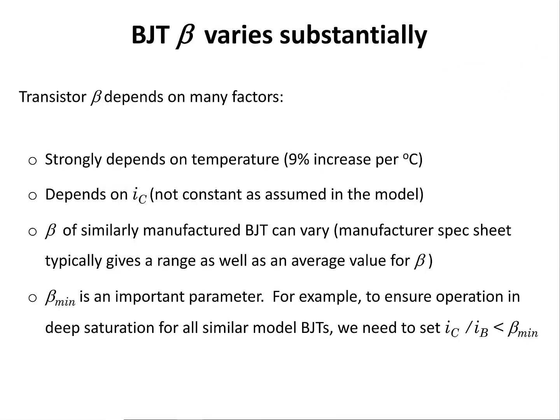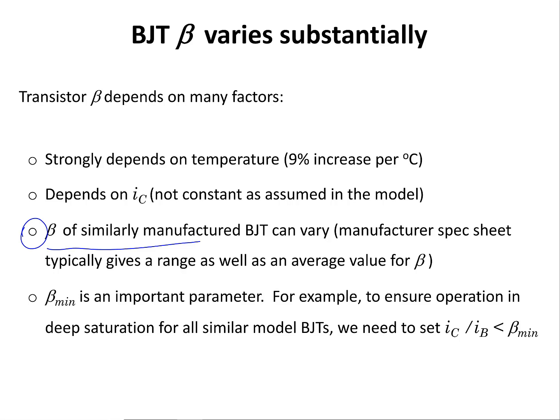The final note about BJTs is that the beta of the transistors, or the current gain of the transistor, depends on many factors. Beta is strongly dependent on temperature. As the temperature increases, beta value is also going to increase. The value of beta depends on the collector current value, so it's not going to be constant for different collector current values. In addition, beta of similarly manufactured BJTs can vary.